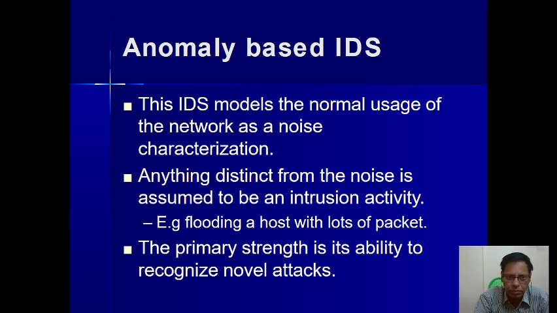And here are the anomaly-based IDS. As I told you, anomaly is something malicious or suspicious, deviating from the standard one. These IDS model the normal usage of the network as a noise characterization, and anything distinct from the noise is assumed to be intrusion activity. So anything beyond the smooth way is assumed to be intrusion activity. For example, flooding a host with lots of packets.